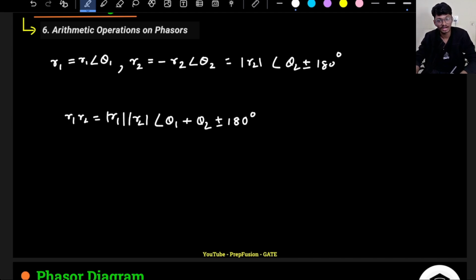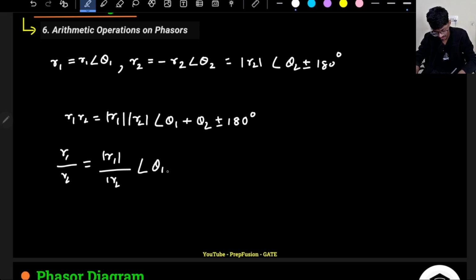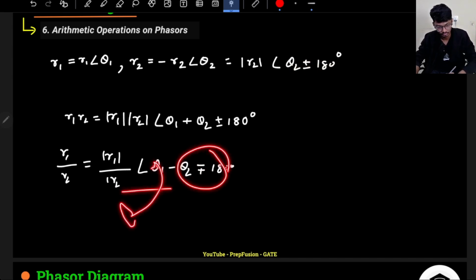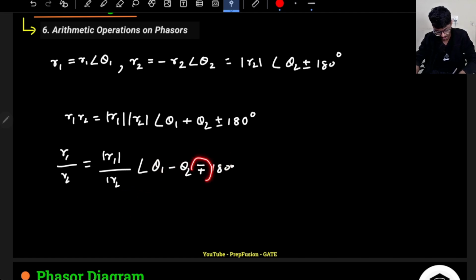Okay, and let's say if you are dividing R1 by R2, then what will happen? This will be magnitude of R1 divided by magnitude of R2, and the angles will be subtracted. In division, angles get subtracted instead of getting added. So this will be theta 1 minus theta 2, and this will be minus plus 180. If you have chosen plus 180 here, then you will choose minus, and if you have chosen minus 180 here, then you will choose plus. The angle sign will be changed. Why? Because in division subtraction happens, correct? That is the reason why I have written minus plus specifically. I hope you have understood this point. Very simple and straightforward to understand.